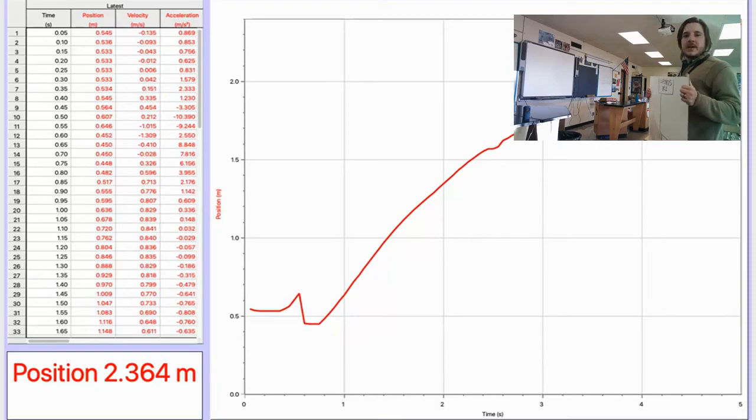All right, so here I am. I've got my handy dandy board. I'm going to be starting a little bit further away, so I have some room to work here. I'm going to start the motion detector. I'm going to start walking slowly towards it and then speed up, and hope I don't run into it. So here we go. 3, 2, 1.